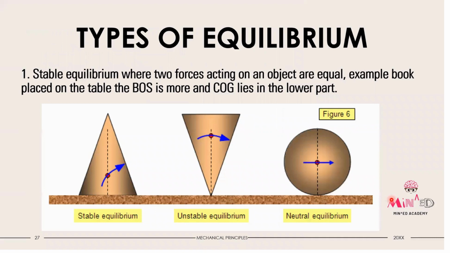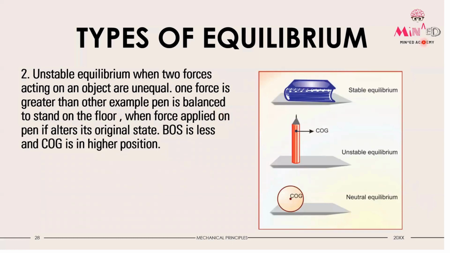So types of equilibrium: stable, where two forces acting on an object are equal. Example, a book placed on the table, the base of support is more and COG lies in the lower part. Here we can see in this cone, the base of support is wider than all the three. And COG lies closer to the base. Same here, example of a book.